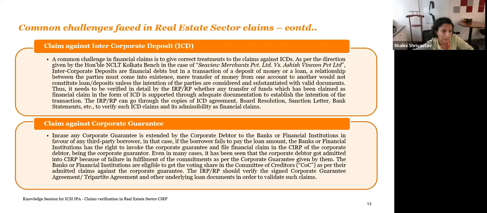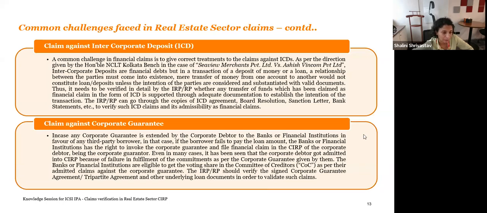Yes, correct. I agree completely. Just borrowing is not sufficient. All the backups have to be there. And what we find is that in many cases, particularly when it comes to ICDs, they are not backed up by any contract or any agreement which specifies the terms and conditions. So in that case, there isn't sufficient ground to admit that type of claim.